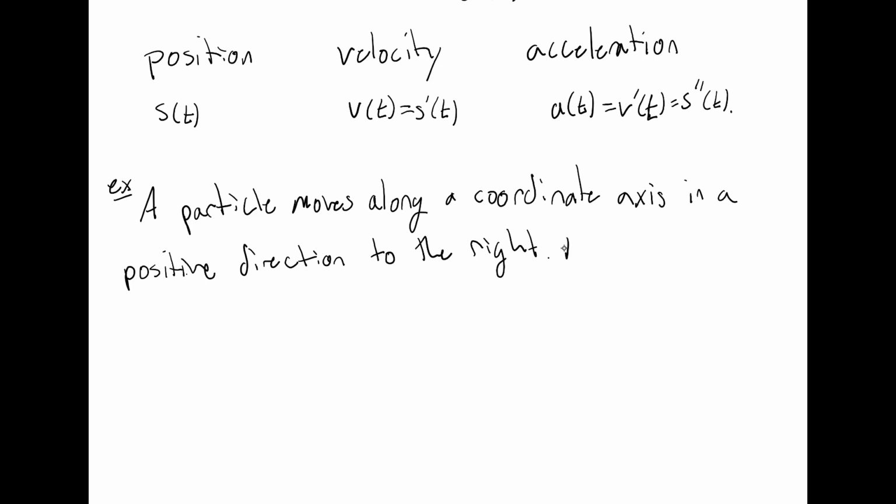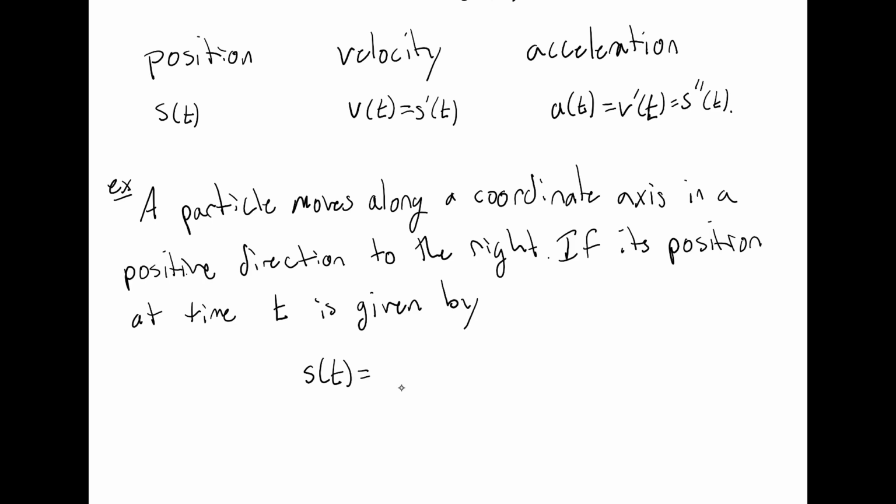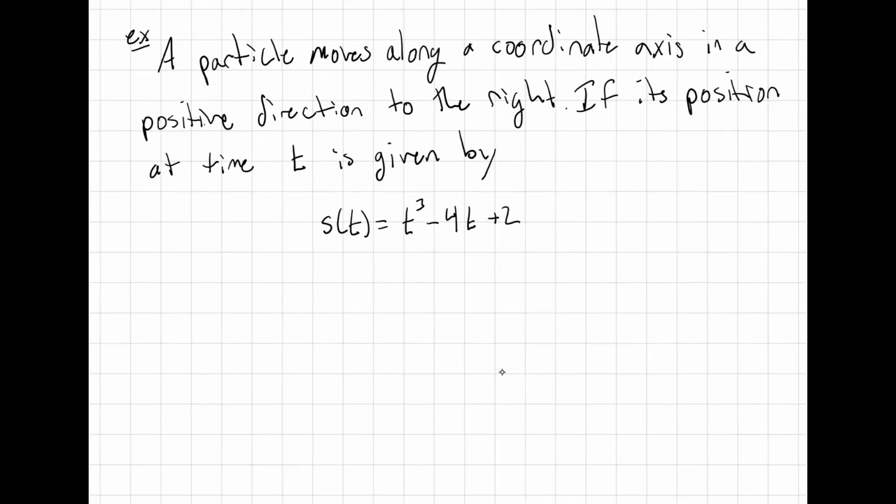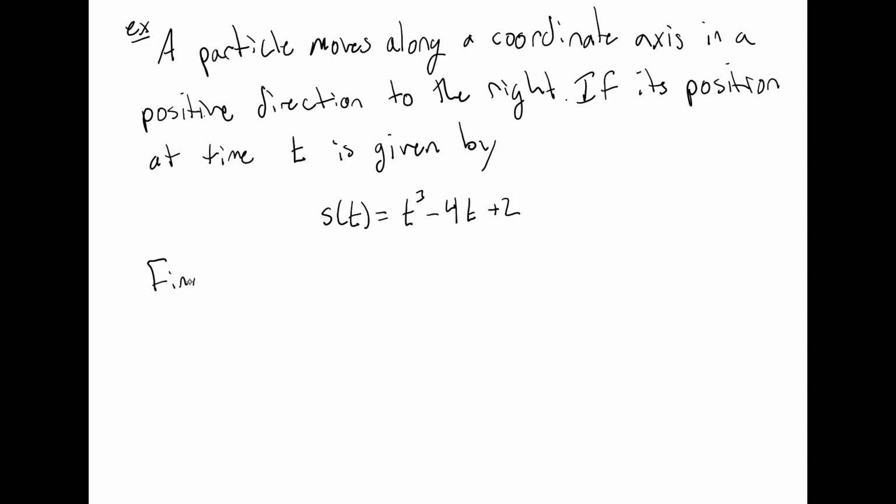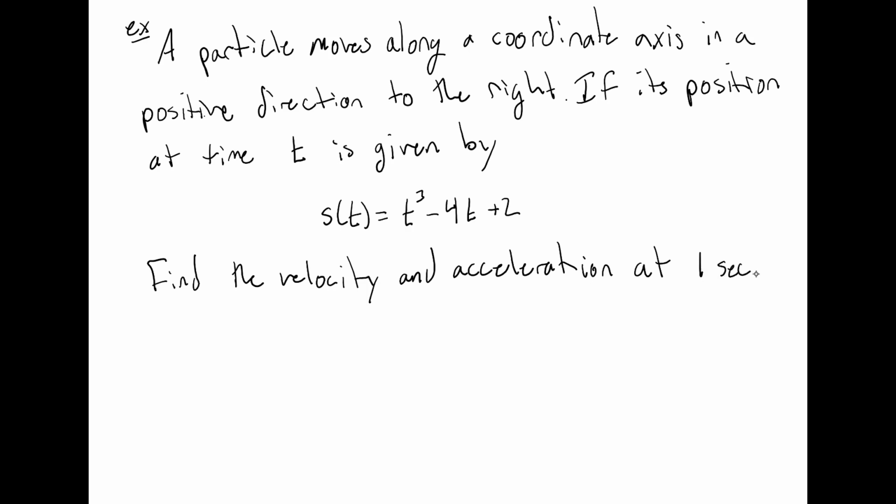If its position at time t is given by s of t equals t cubed minus 4t plus 2, find the velocity and acceleration at 1 second, then use these to answer the following.